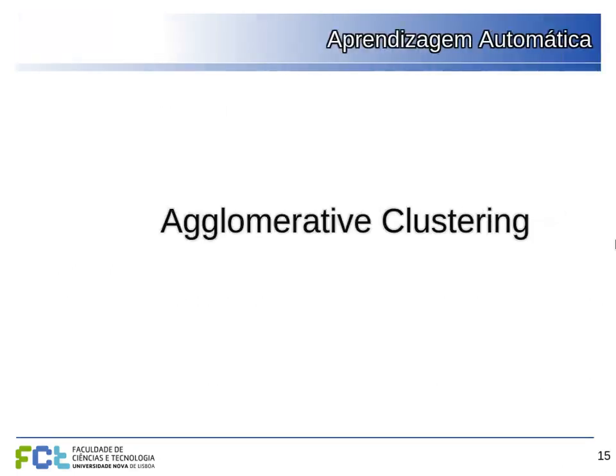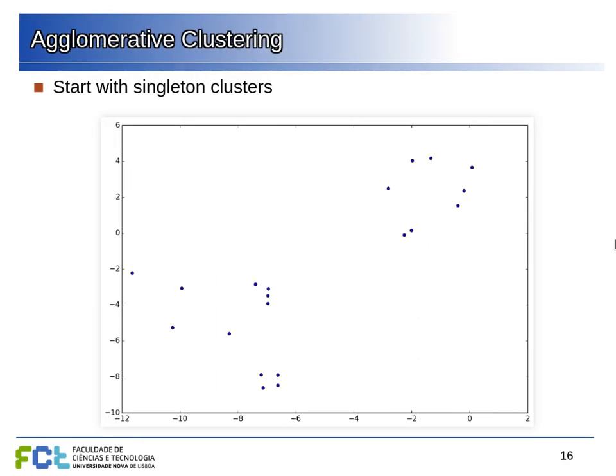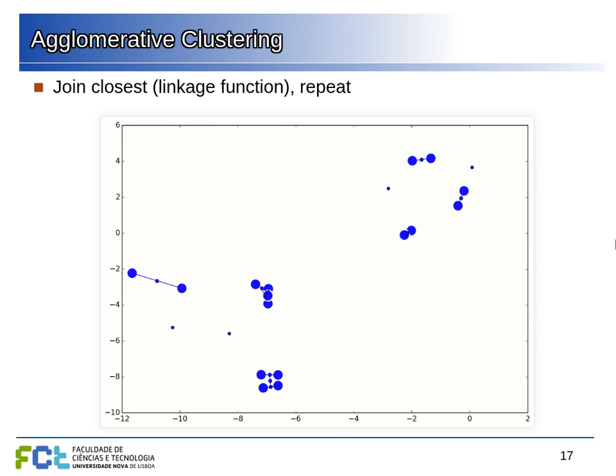So let's see how agglomerative clustering works. We start with a data set, and each example is its own cluster. And then we will join together the ones that are closer, and eventually, since we are using a linkage measure that compares groups of examples, we will find groups that are close to one another, so we'll join them into larger groups and so on.